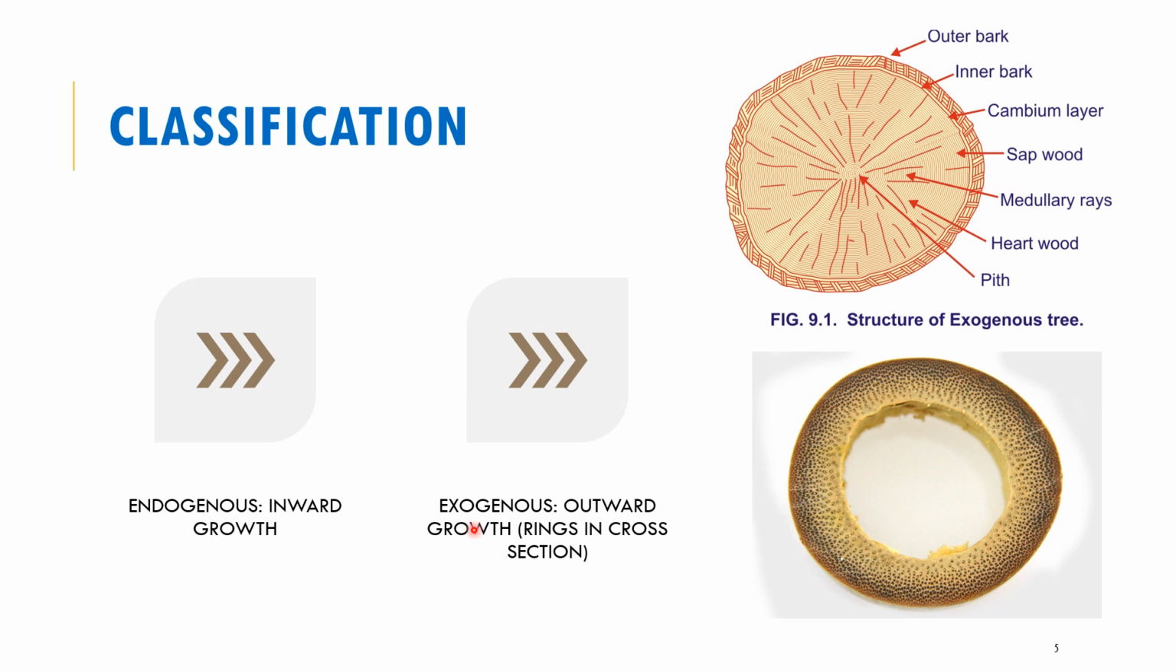Exogenous trees, and that's the second type. And these have an outward growth that is represented as rings in a cross section. And we can see from the figure at the top, that's an example of a cross section of an exogenous tree. And the rings that I'm talking about, these are shown in the figure. So you start off from small rings at the center, and then they increase in size as you move outside towards the trunk, the outside trunk of the tree.